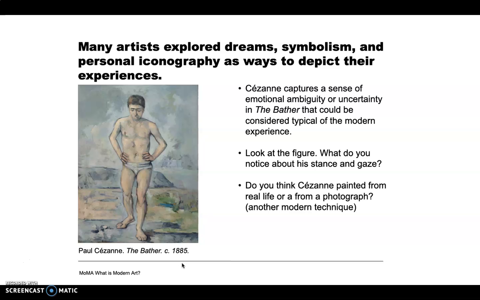Okay, keep going. So what I'm going to get you to do is look at this figure. Many artists explore dreams, symbolism, and their personal iconography as a way to depict their experiences. So this is Cézanne's The Bather, and it captures a sense of ambiguity, and he sort of looks a little bit like he doesn't really know what he's doing with himself, which this slide says can be considered typical of the modern experience. So I want you to answer those two little questions there in your book. Please write those down and answer them in your book.